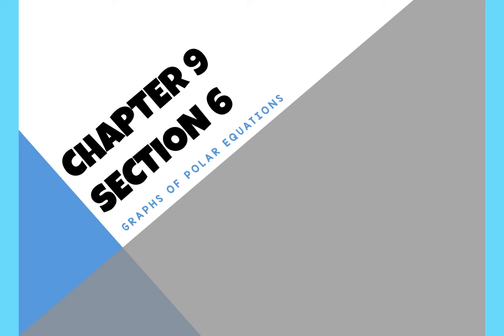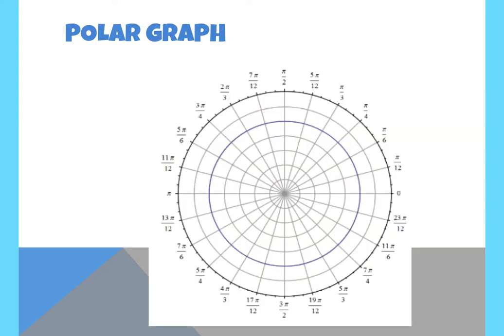9-6 is graphs of polar equations. If you have not already gotten these notes open, you need to get them open. So we are going steps further than just plotting polar coordinates, right? If 9-5 was plotting a polar coordinate, if I gave you something like 3, 5 pi over 6, you would be able to plot that individual point. Now we're going to start to make shapes from those points because we're going to start to get equations.